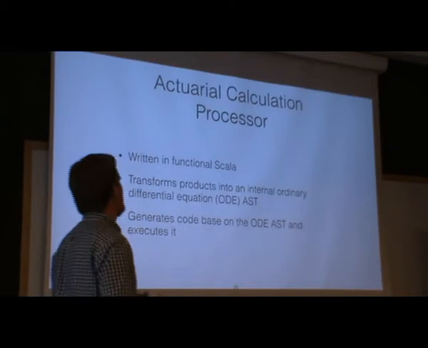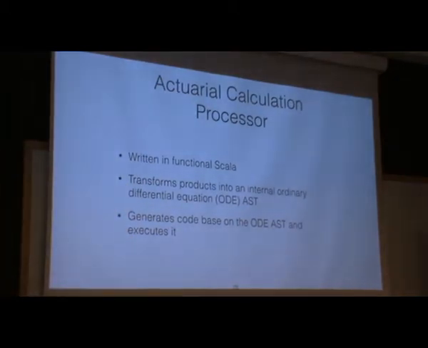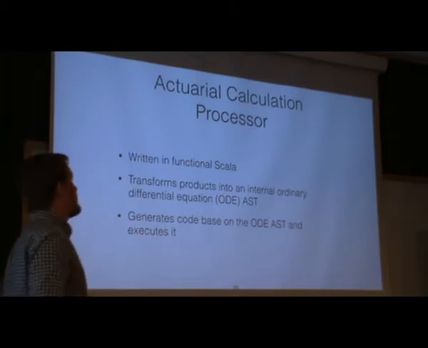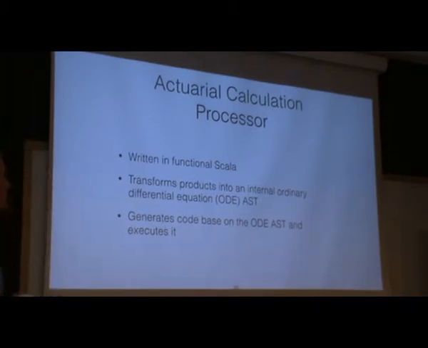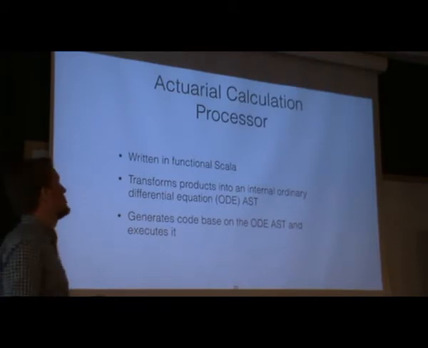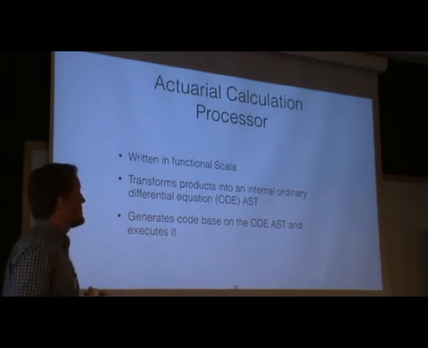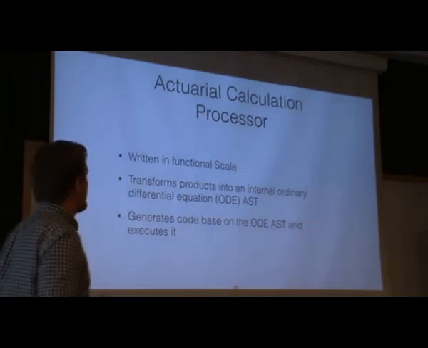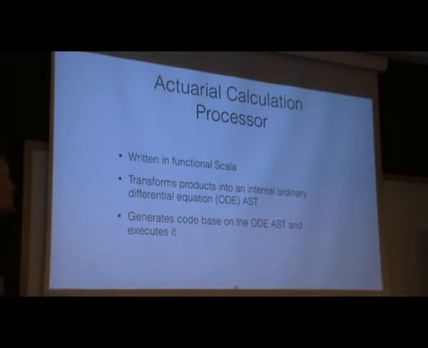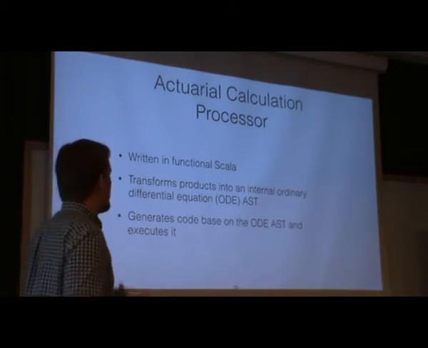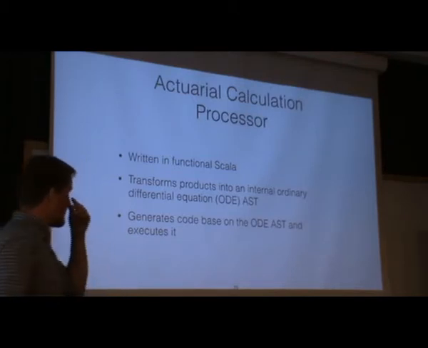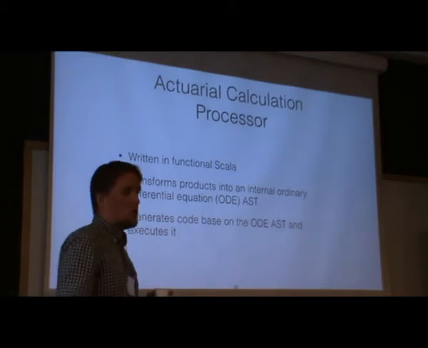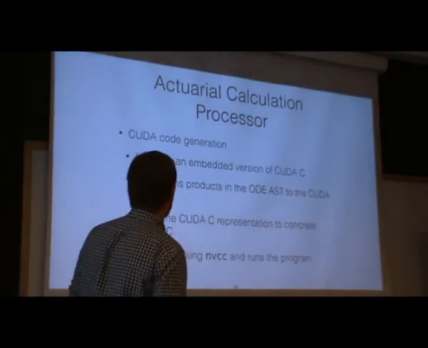So to do this, we've written another program called the Actuarial Calculation Processor, and it's written in Scala. The reason it's written in Scala is that the first implementation of AML we used was implemented as a DSL in Scala, so it's easy to integrate. What it does is transform products into our internal representation of differential equations, and based on this we can generate different code to perform calculations.